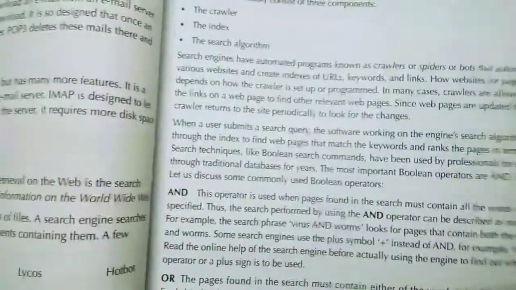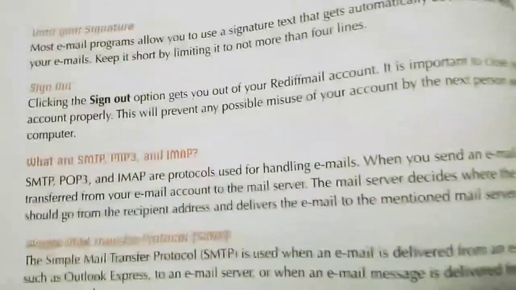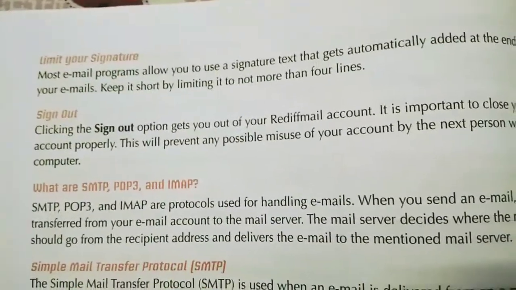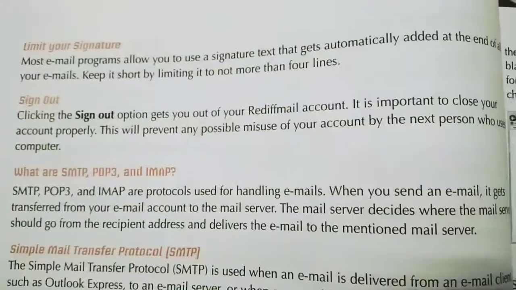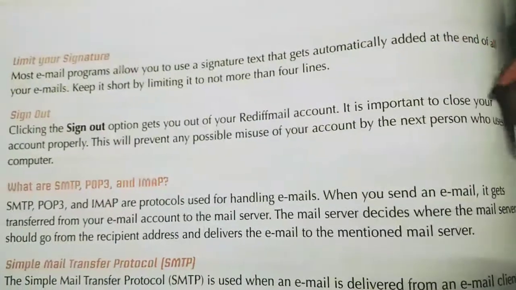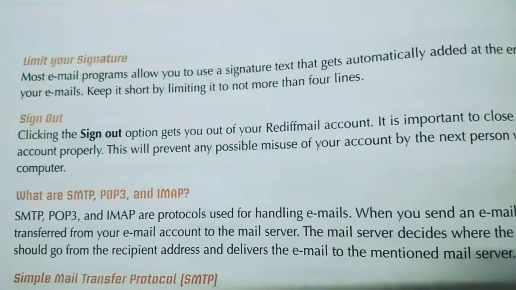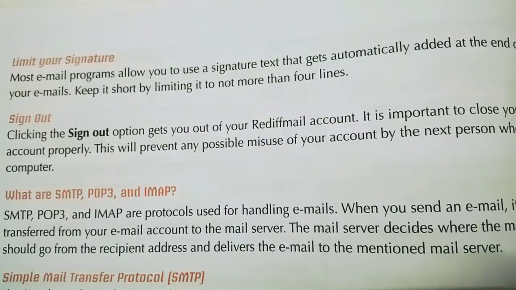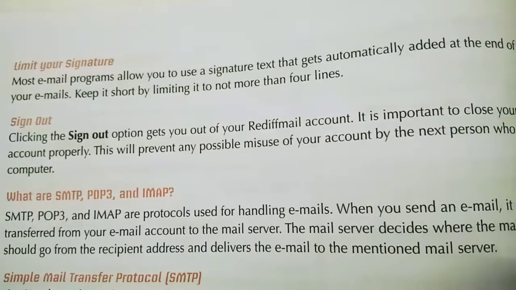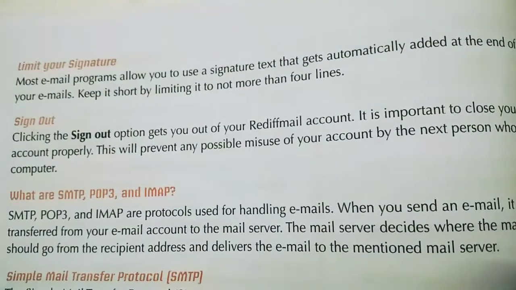What is written on the next page? Limit your signature. I have already taught you about the signature: how you can create the signature and what the use of signature is. You have to limit your signature; not everywhere do you have to add it. Most email programs allow you to use signature text that gets automatically added to the end of all your emails. The signature is added at the bottom, at the end of your letter, your thanks or your name, anything. So it should not be used everywhere. Keep it short by limiting it to not more than 4 lines.